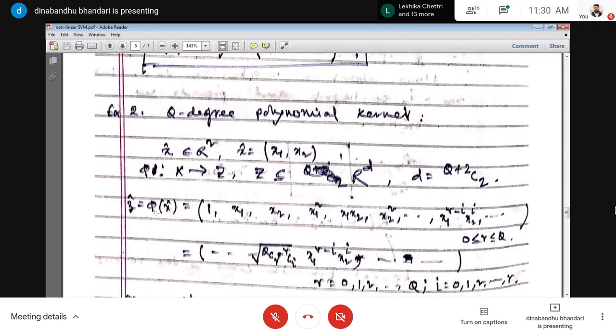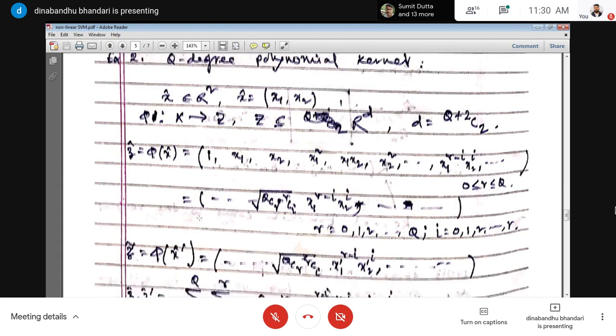In the q degree case, phi of x, taking the point in 2 dimensions only, we can write as: there will be a constant term, linear terms, square terms, cubic terms. Ultimately, the general term is x1 to the power r minus i, x2 to the power i, isn't it? And r will be equal to q. So we can write the summation, and what we multiply here is a constant term, q C r, r C i. So Z is this transformation, with r equal to 0 to q and i equal to 0 to r.